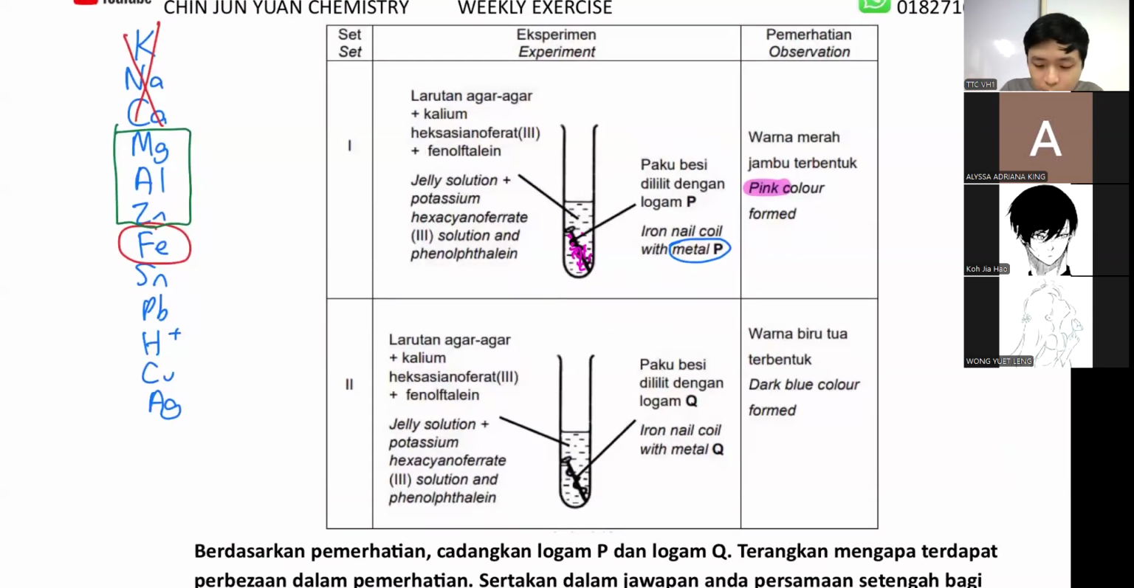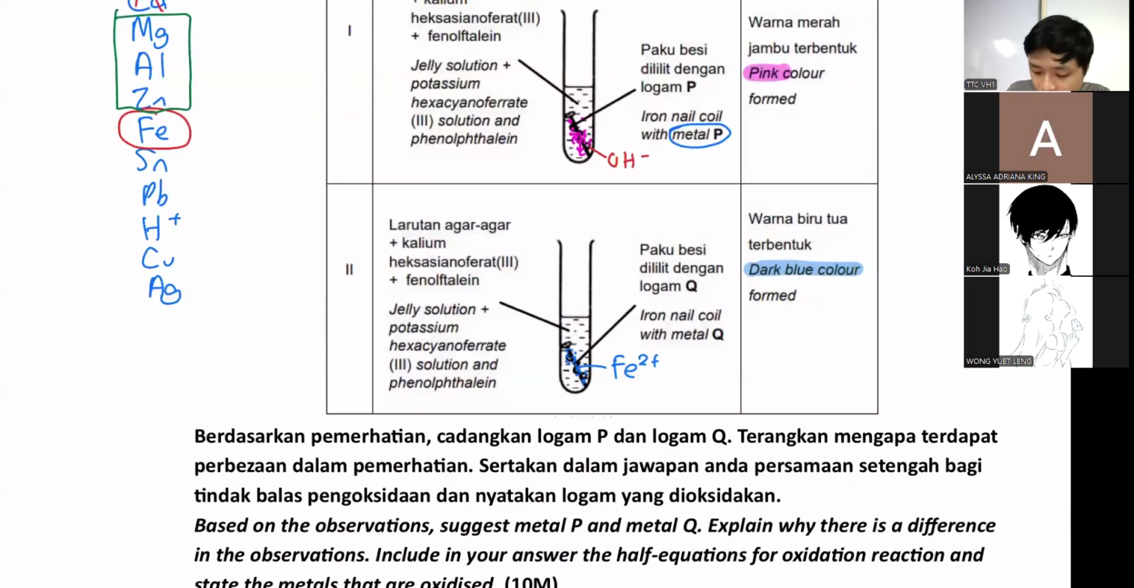And then the one that caused the iron rusting: dark blue solution forms. This one. Dark blue color forms, you know that the iron has rusted, because you get Fe2 plus for this. The top one is the OH minus for this. So it means metal Q cannot protect iron from rusting. It means it speeds up the rusting of iron.